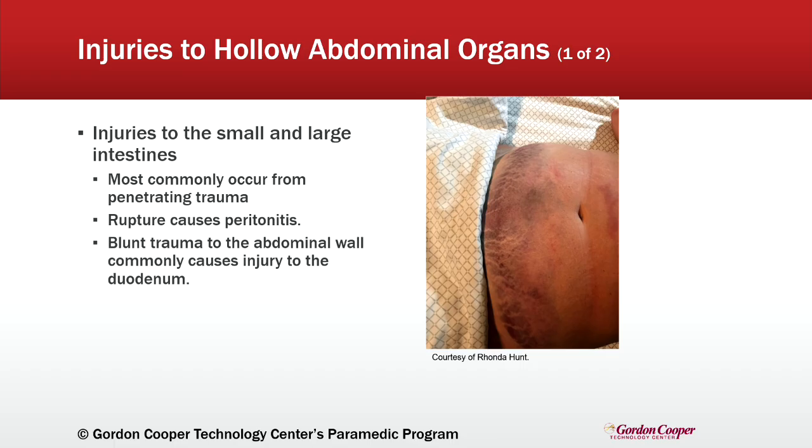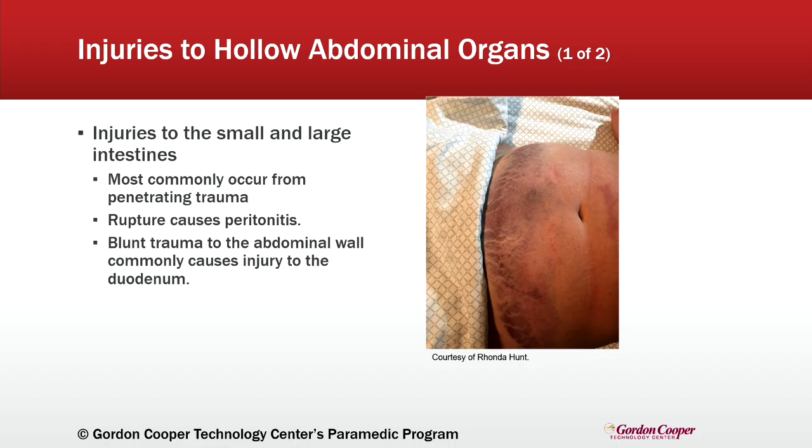Hollow abdominal organs include the small and large intestines, stomach, and bladder, and injuries to them produce symptoms of peritoneal contamination. A seatbelt sign, which is a bruise or abrasion across the lower abdomen, usually indicates an injury to the organs inside the peritoneum. Blunt trauma to the abdominal walls from a seatbelt commonly causes an injury to the duodenum, which may present as back pain.